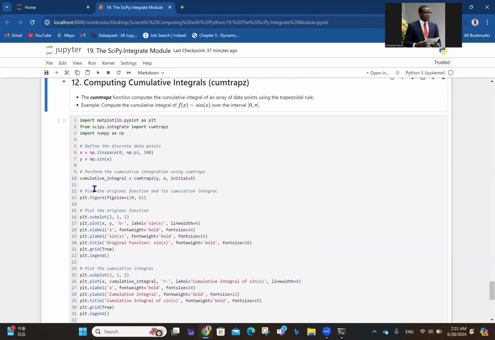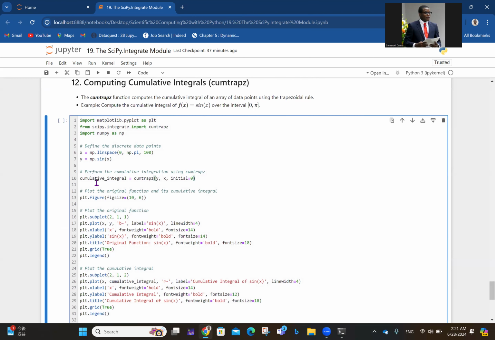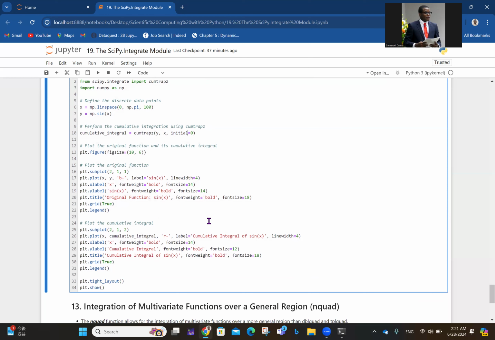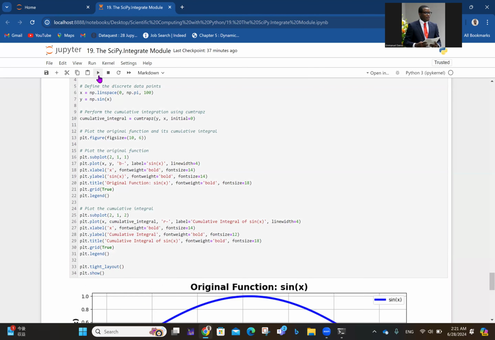And the y itself is actually sine x. So then in line 10, that's where the show is happening. You have cumulative integral, which is a variable name, equals cumtrapz, then y comma x, and the initial value is set at 0. You can always tweak that, but it's 0 here, so maybe that's better. And then we can visualize using all this. I'm not bothering so much about this visualization part because I'm still going to do a video explaining how all these things work.